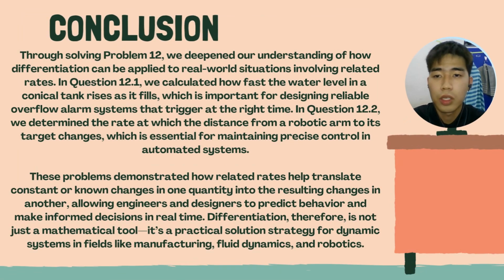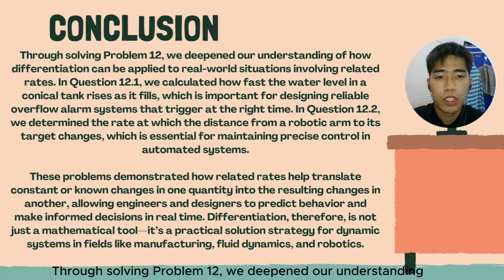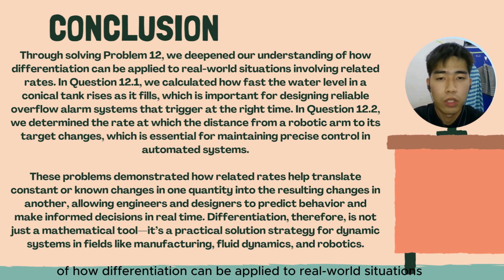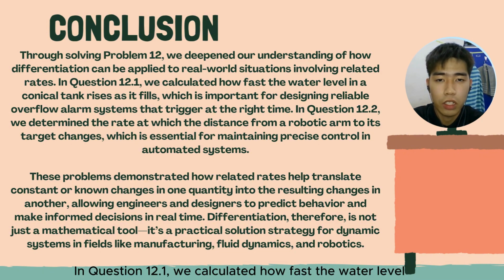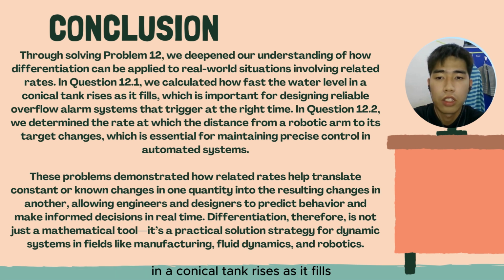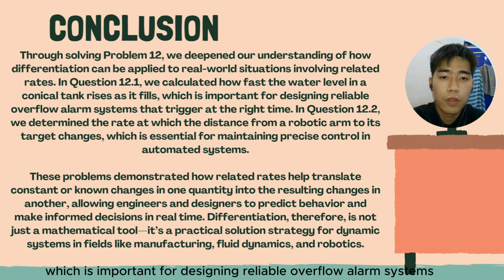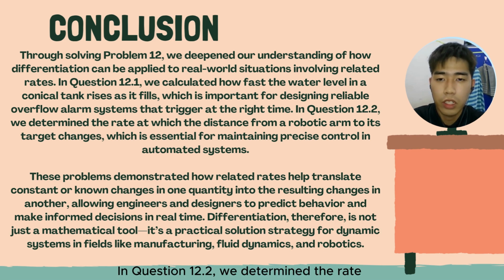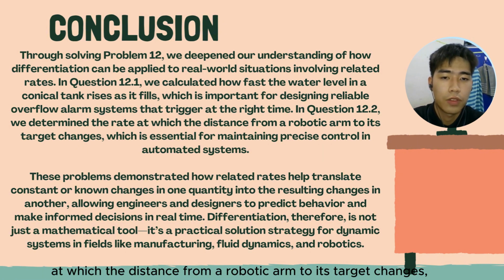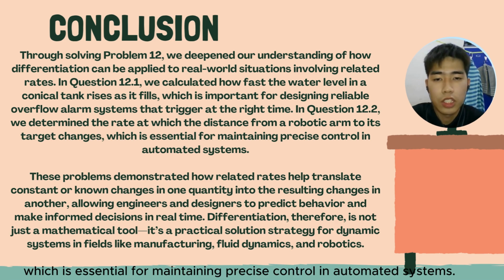Down to the conclusion. Through solving problem 12, we deepened our understanding of how differentiation can be applied to real-world situations involving related rates. In question 12.1, we calculated how fast the water level in a furniture tank rises as it fills, which is important for designing a reliable overflow alarm system that triggers at the right time. In question 12.2, we determined the rate at which the distance from a robotic arm to its target changes, which is essential for maintaining precise control in automatic systems.